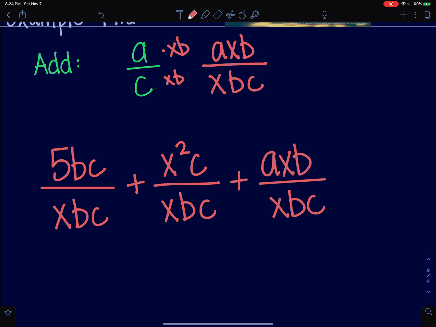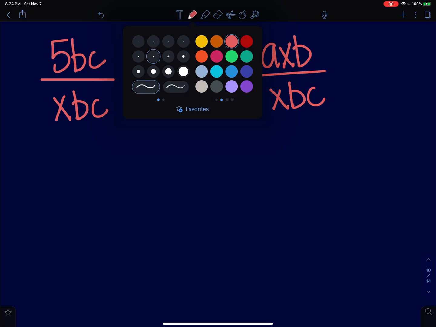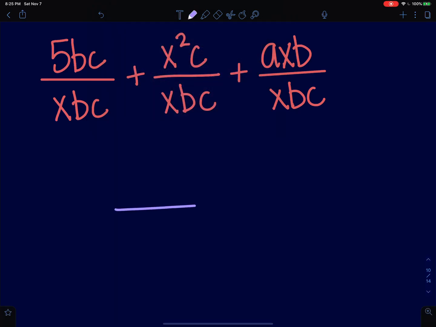AXB. Now, I am finally ready to add these things together because I finally have common denominators. So, with a common denominator, I'm going to write on the bottom XBC because that doesn't change. Now, on the top, I'm just scanning through. Are there any like terms that I can add? And it does not look like there are.